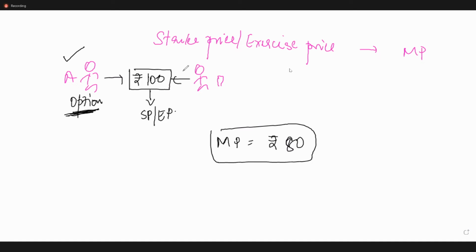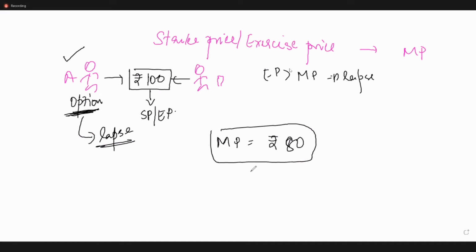If he's buying it from B, he has to pay 100 rupees. If he's going to the market, he has to just pay 80 rupees. So what will he do? He will buy it from the market. So what is he doing? He is letting the option lapse. Why? Because the exercise price is greater than the market price, you will lapse the option.